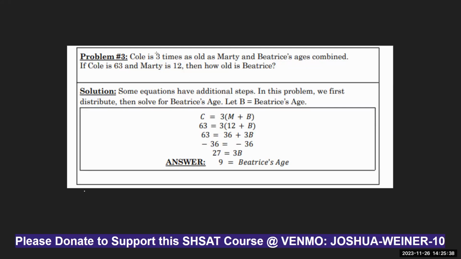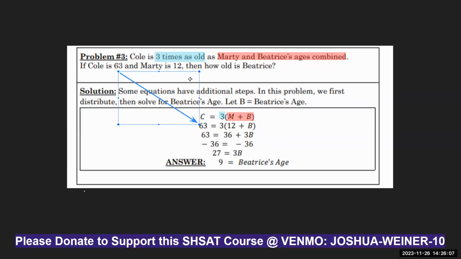Well, Cole is 3 times as old, so there's 3 times. And then we have to take Marty and Beatrice and add them together. 3 times if we add them together. Did everyone see that? But then we are told Cole's age and Marty's age. That makes the problem a lot easier. So we're going to drop in that knowledge from the paragraph. You just find those details.